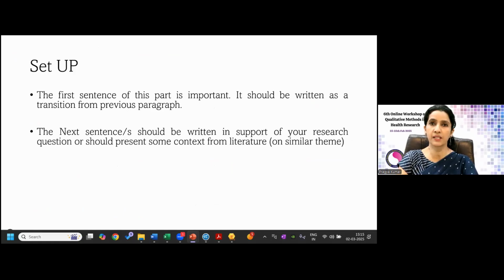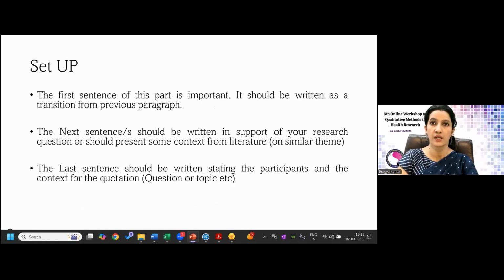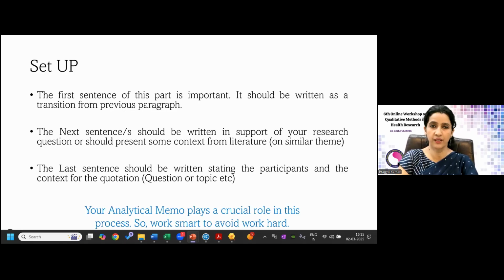And then I'll be selecting the last sentence. It should be written stating the participant and the context of the quote. And in this case, like we have discussed, the analytical memo which we have written, and the comments, our reflections, will play a very good role. So that's why I said start documenting. If you have documented everything in the process, this part becomes very easy. You just have to copy, paste, and modify the language a little bit because you have written everything during the process of coding itself.